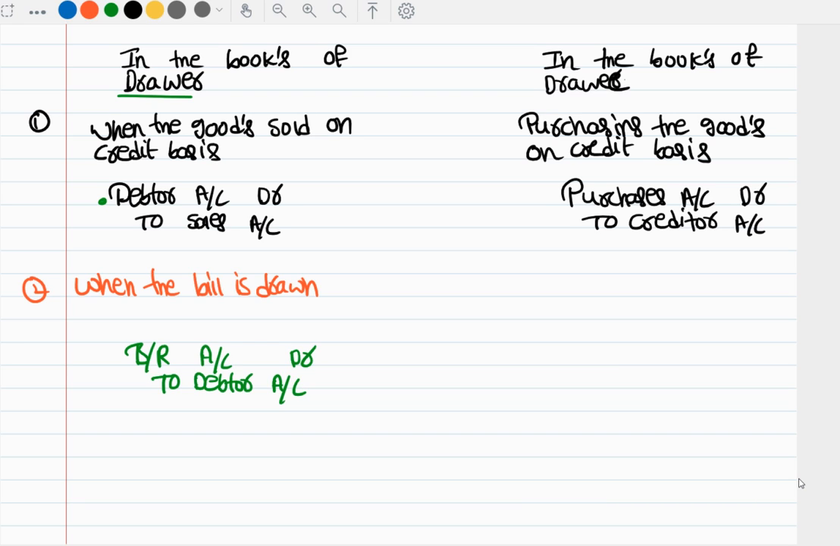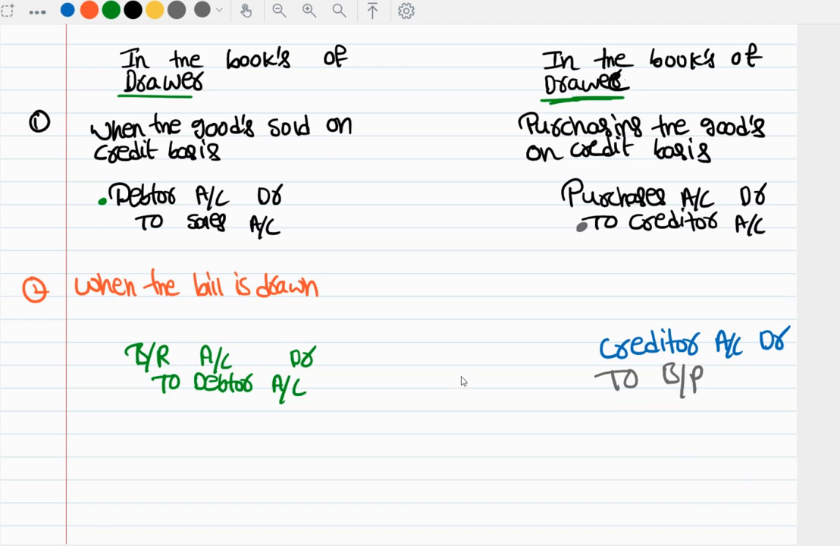Okay, now when the bill is drawn and accepted by the drawee, for him it will become bills payable. Bills payable is a liability. Liability shows credit balance, so I will credit the bills payable. And here we have written creditor in the liability side. Now the bills payable is replacing the creditor, right? So now we need to cancel the creditor. To cancel it I will debit it. Creditor account debit to bills payable account.